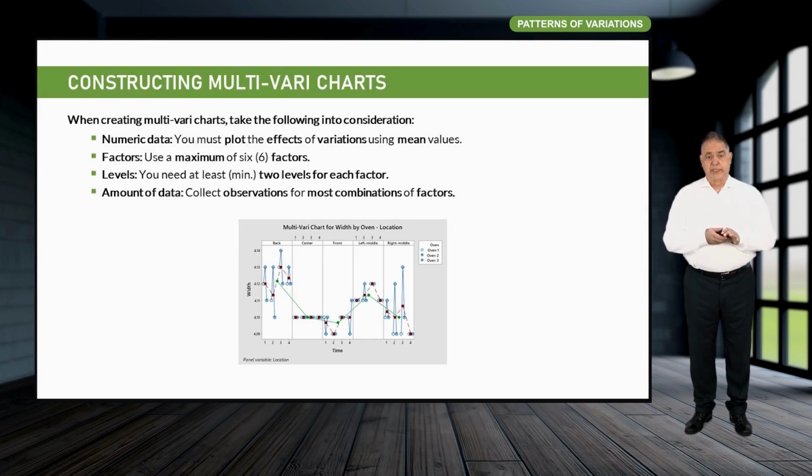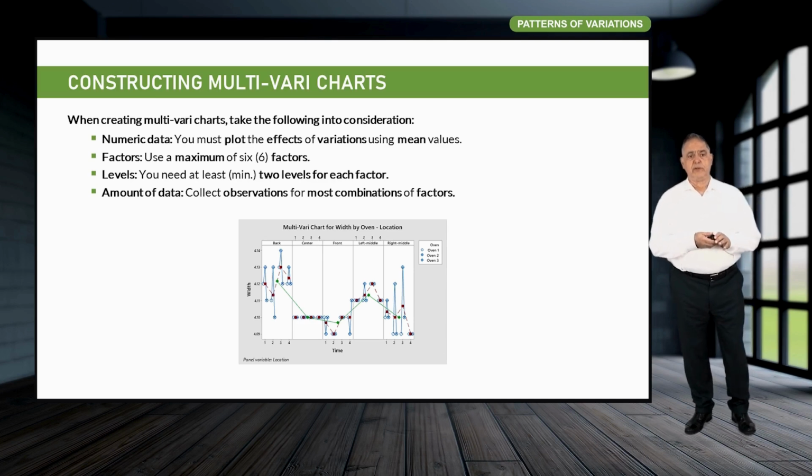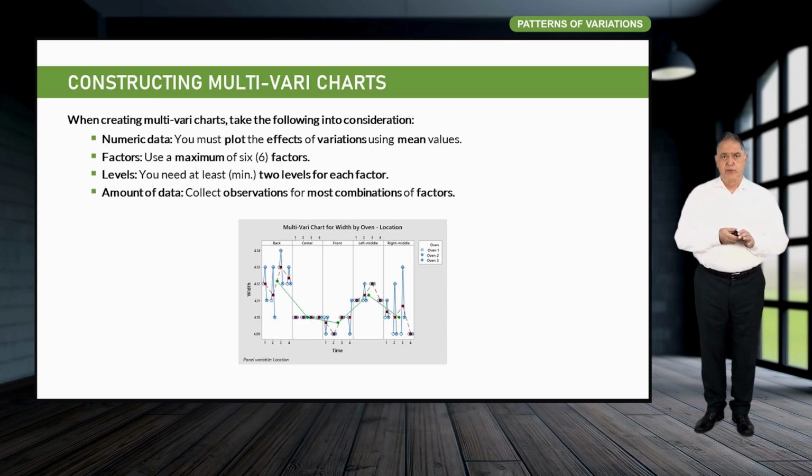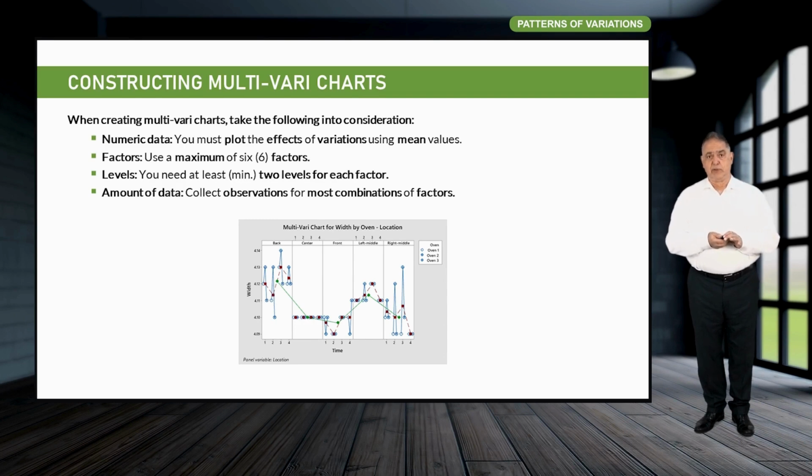So, when we construct a multi-vari chart, we must take a number of things into consideration. First of all, the type of data that we're going to use. You must plot the effects of variation using mean values, and mean indicates that we're going to be using numeric data.